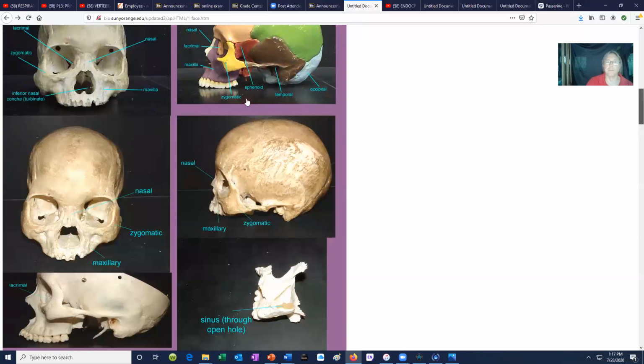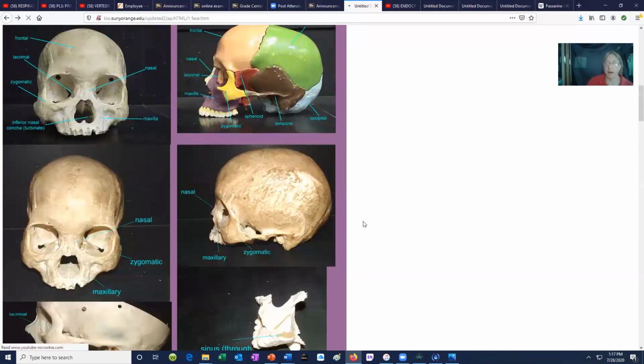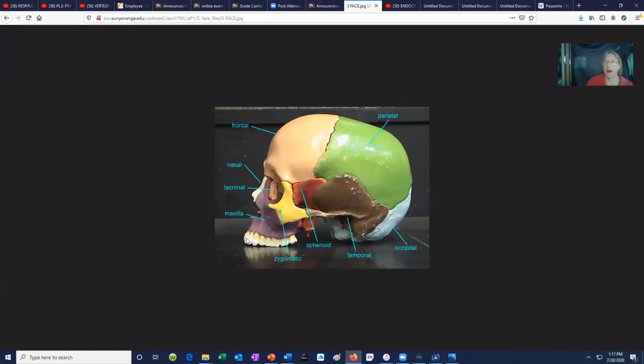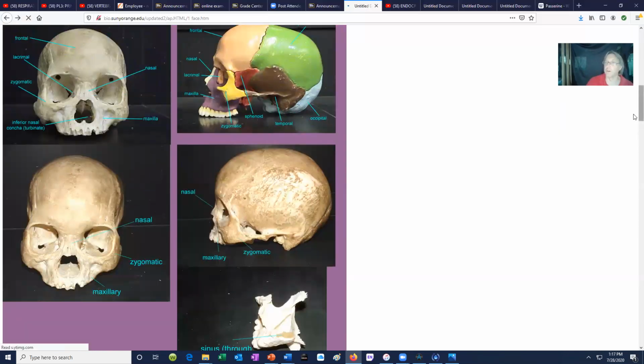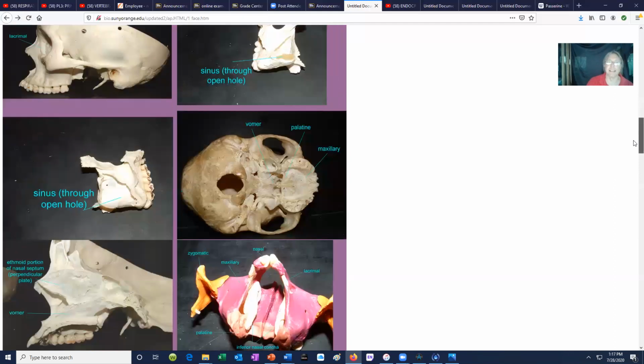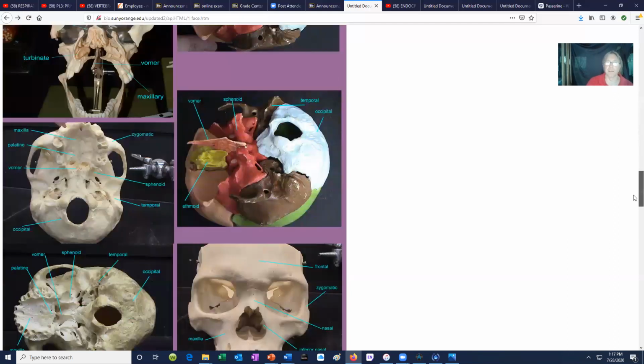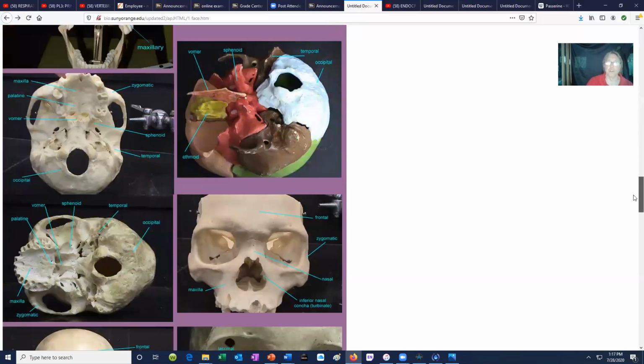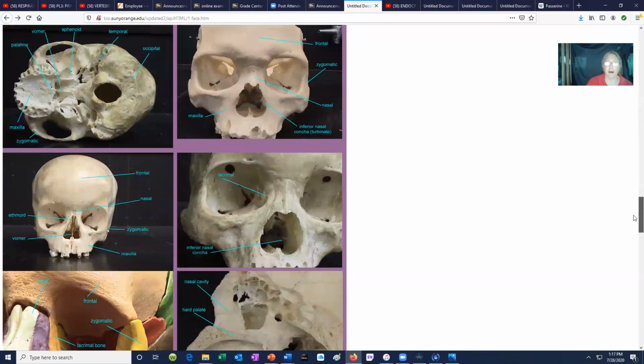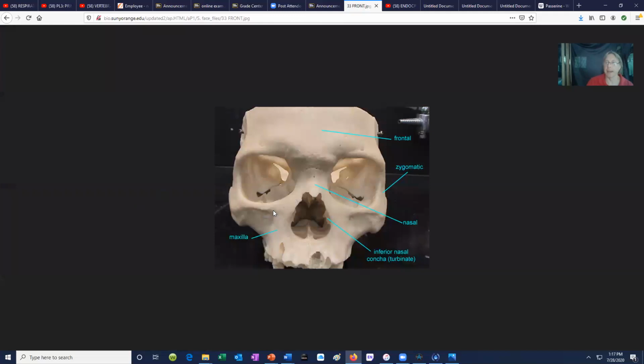All of the teeth of the upper jaw are contained in the maxilla. Now, when you were an embryo, you actually had a separate bone called the premaxilla, which held the incisors. But during embryonic development, that fused to the maxilla, and so we no longer have that as a separate bone. The maxilla composes part of the orbit. All right, we see it here.